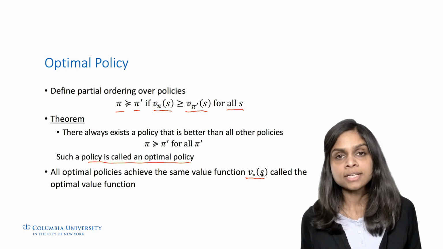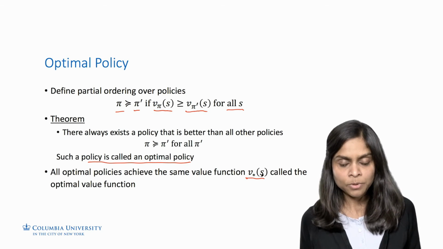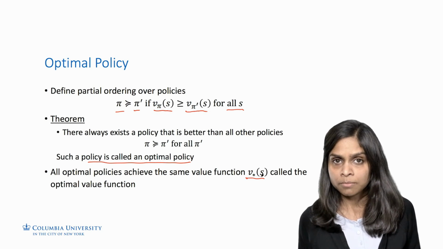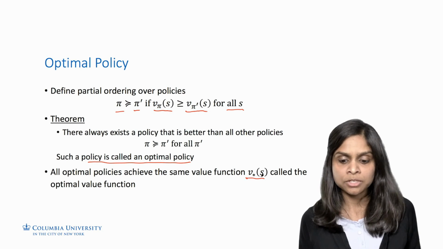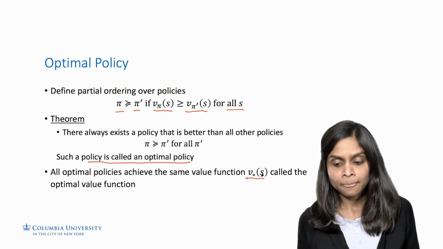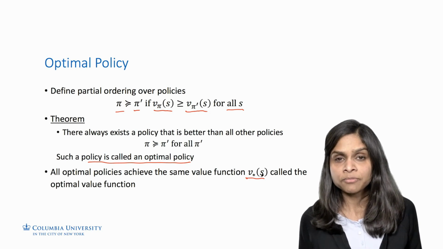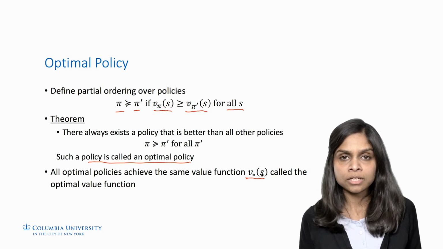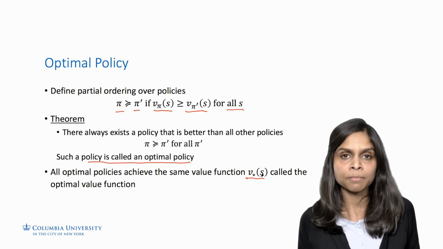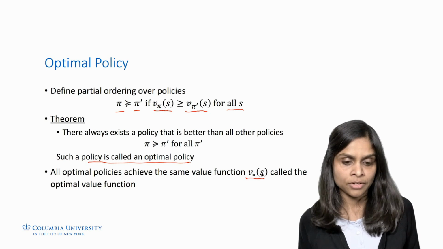Now, how would you find such an optimal policy? There are exponentially many policies in an MDP. All possible mappings from state to action form a policy. So one cannot imagine finding an optimal policy just by evaluating every policy by brute force and then comparing them. We need a better way.